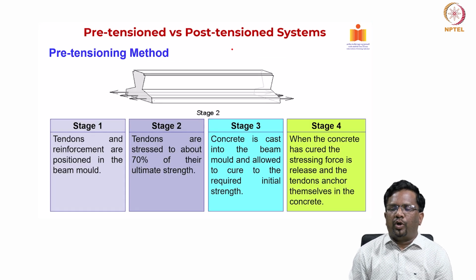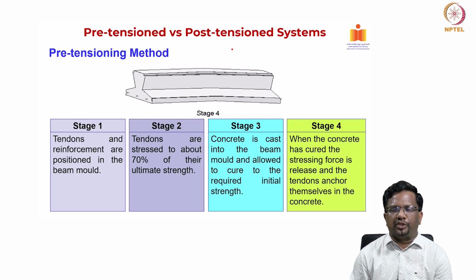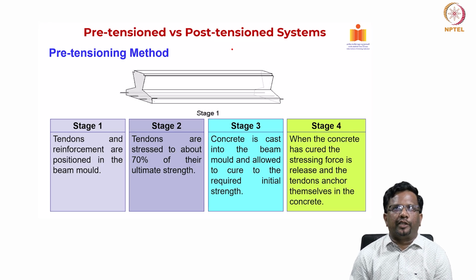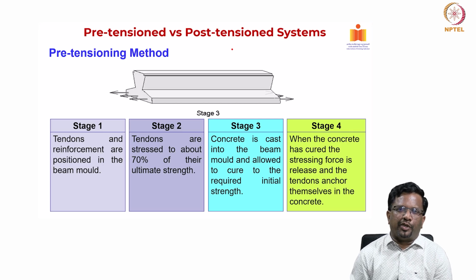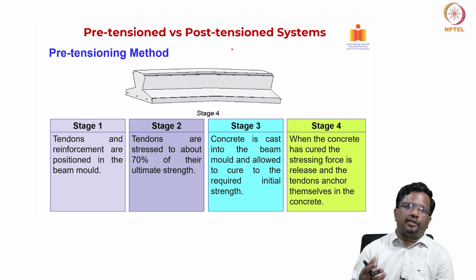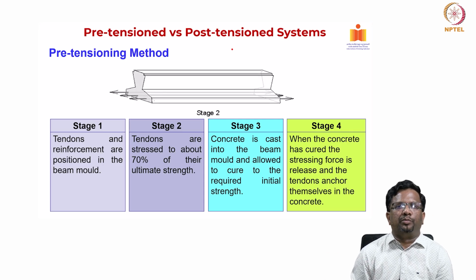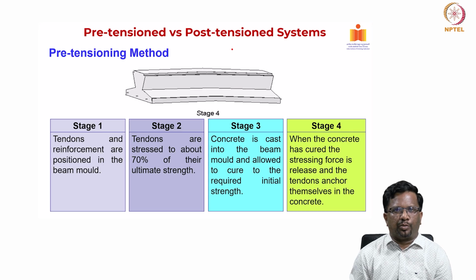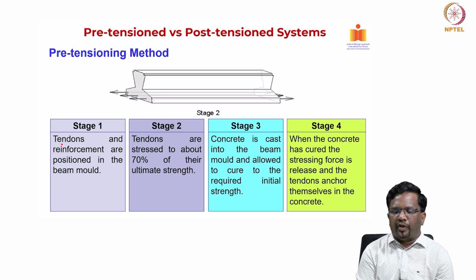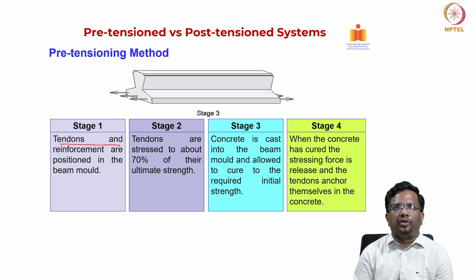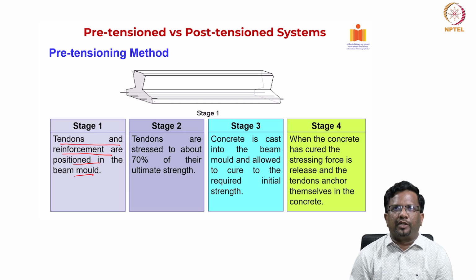Now, we will move on to the difference between pre-tensioning and post-tensioning. This is a schematic that explains the pre-tensioning method. As the name indicates, in pre-tensioning, you tension the strands even before concrete is poured. We will show some examples of how this process is done at a later stage. The first stage is where the tendons and reinforcement are positioned in the beam mold. That is what is shown in the schematic as well.